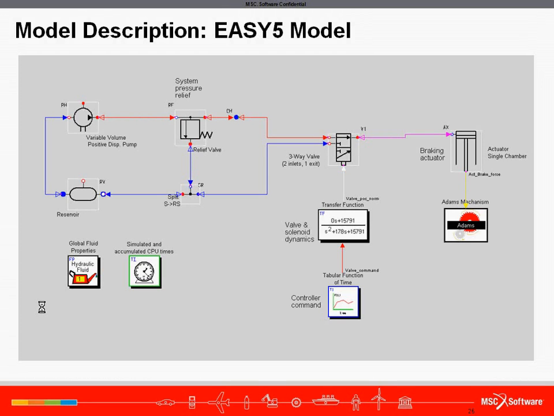When the valve is shifted to the other position than what is shown in the schematic, the pressure in the actuator is then vented to tank, thereby reducing the resulting braking force.